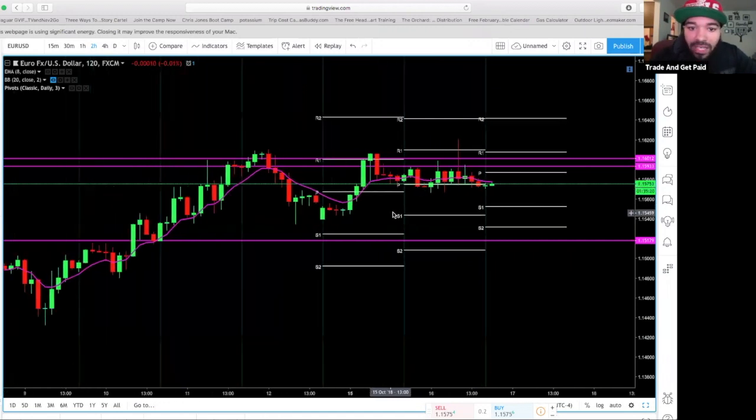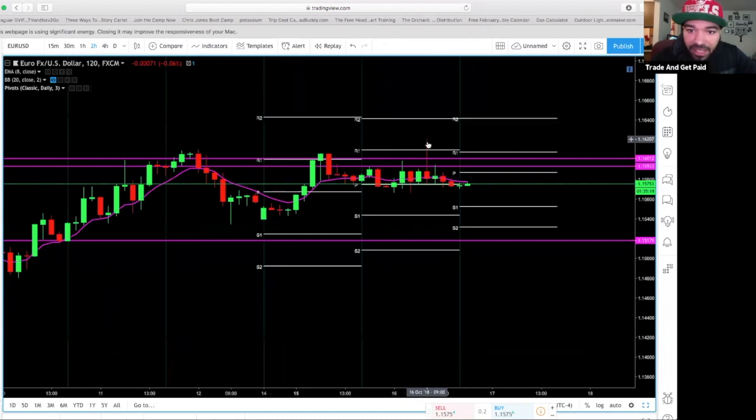If you can catch these bounces, and I'm going to show you, if you can catch them coming from the pivot, it's like a rocket. Look at this. You put that onto the candle, and it's like a rocket taking off.